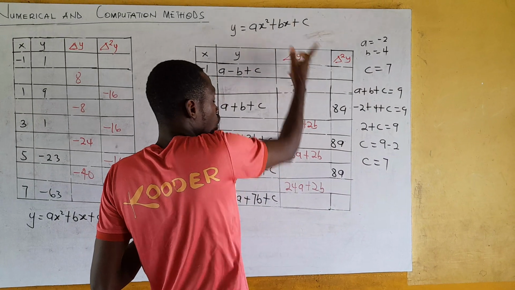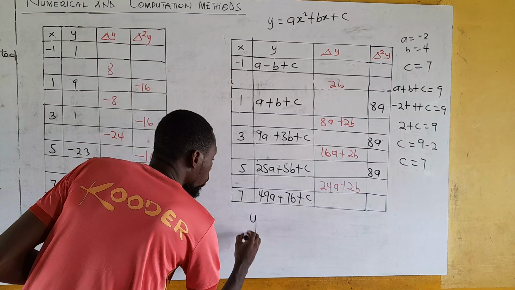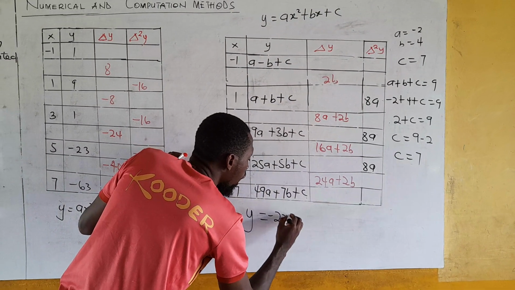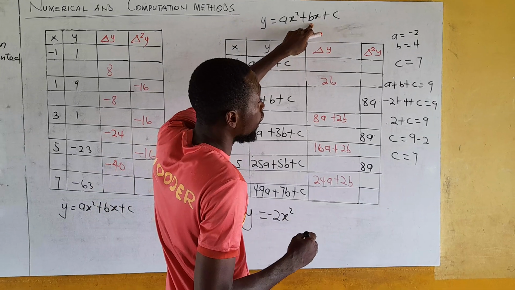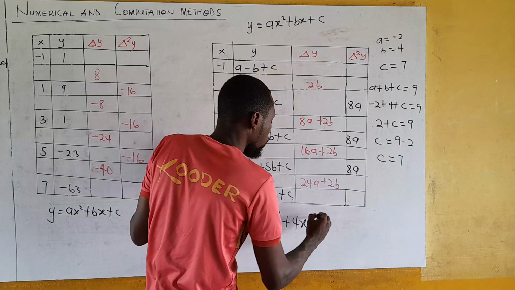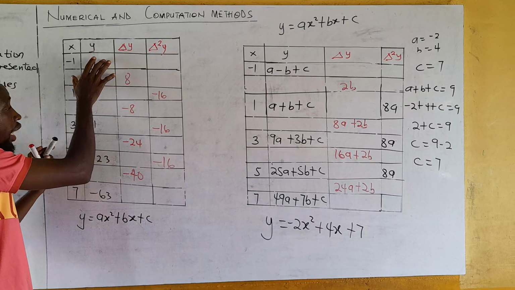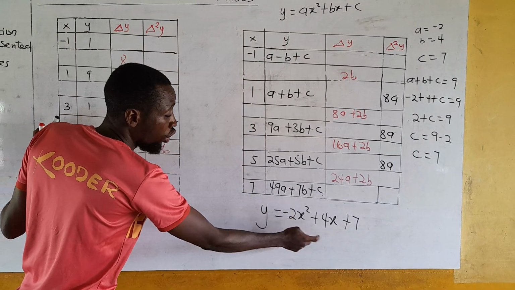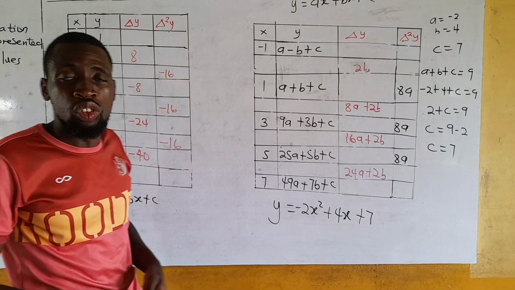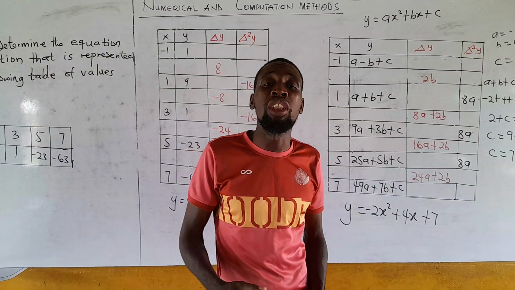We just substitute here to get that polynomial function that connects x and y. So that polynomial function will be equal to, in place of a, negative 2, so negative 2x squared. B is 4, so plus 4x, and c is 7, so plus 7. If you substitute these values of x into this polynomial function, you will get all these values for y. Try it and see. So this is all about finding a polynomial function that connects two sets of values.